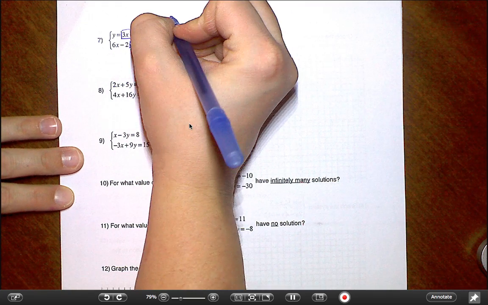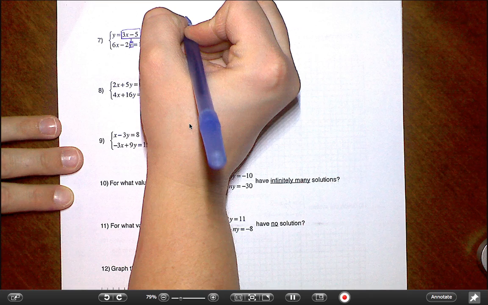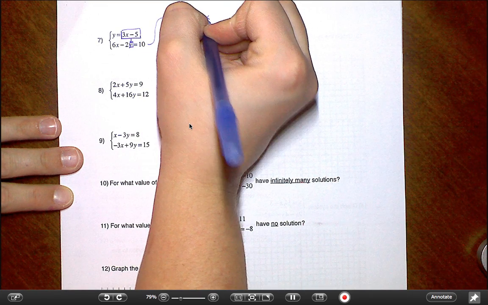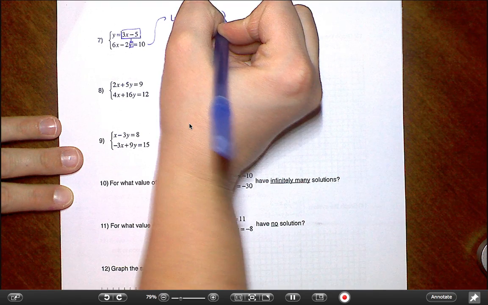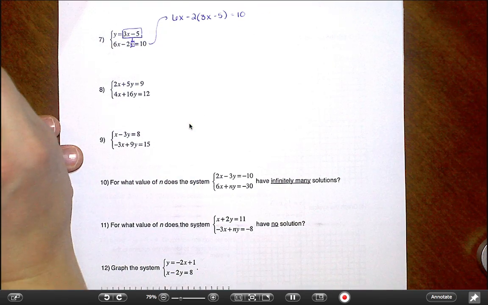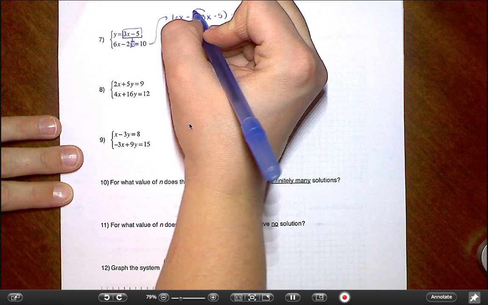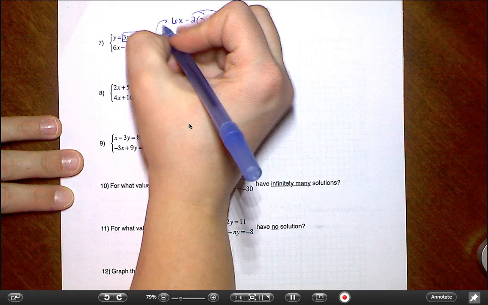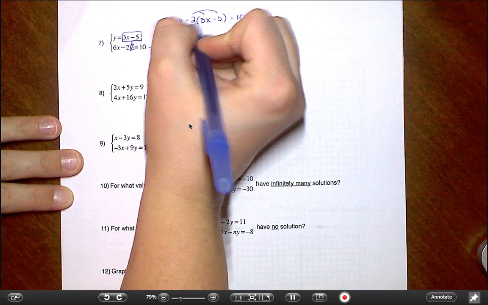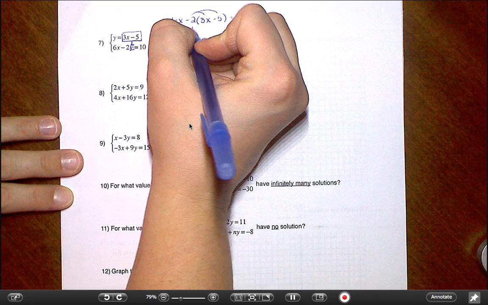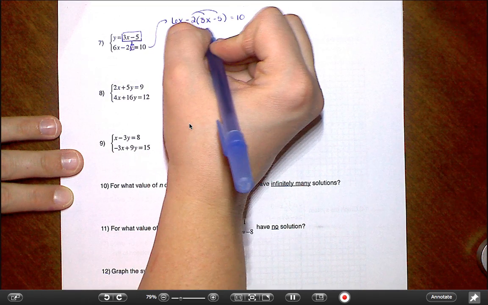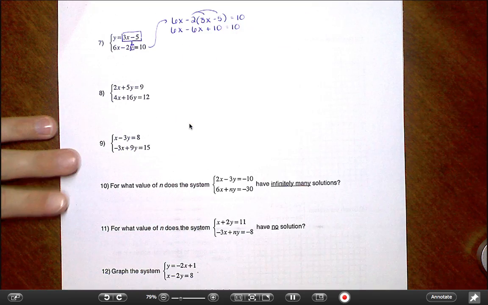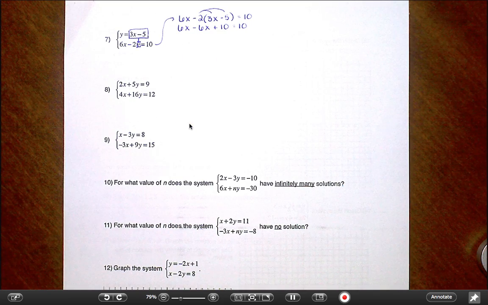It's going to say 6x minus 2 times (3x minus 5), because we're using that in place of y, equals 10. Now I can distribute. Just make sure that when you distribute that, you treat that like a negative 2. So this is going to be 6x, negative 2 times 3x is negative 6x, and negative 2 times 5 is positive 10, equals 10.